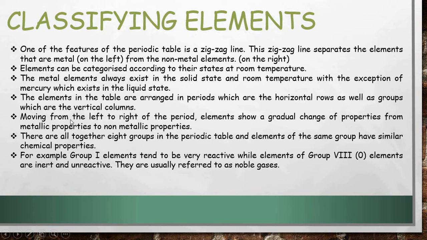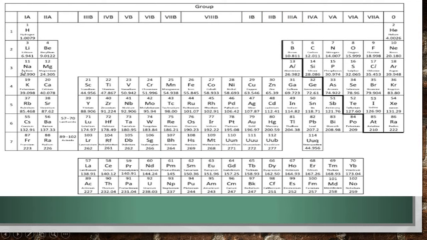Moving from the left to the right of a period, elements show a gradual change of properties from metallic properties to non-metallic properties. As I mentioned earlier, if you move from left to right, for example the number 3 here means period 3, if you move from Na to Ar in the same row, it starts as metal and then slowly becomes non-metal. The same goes for the other periods: period 1, 2, 3, 4, 5, 6, 7.